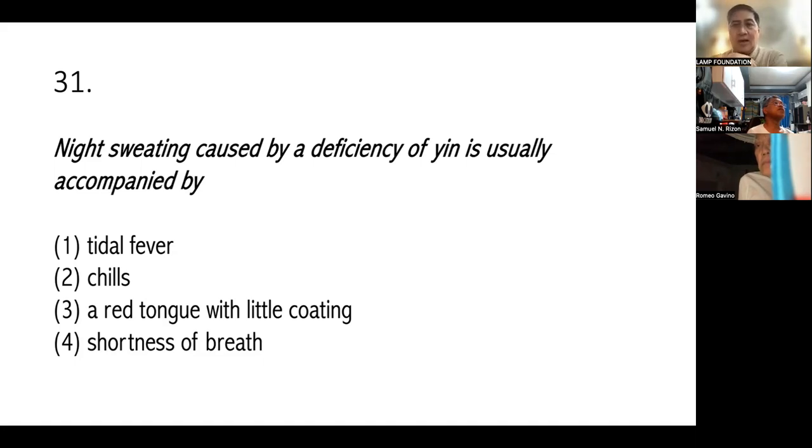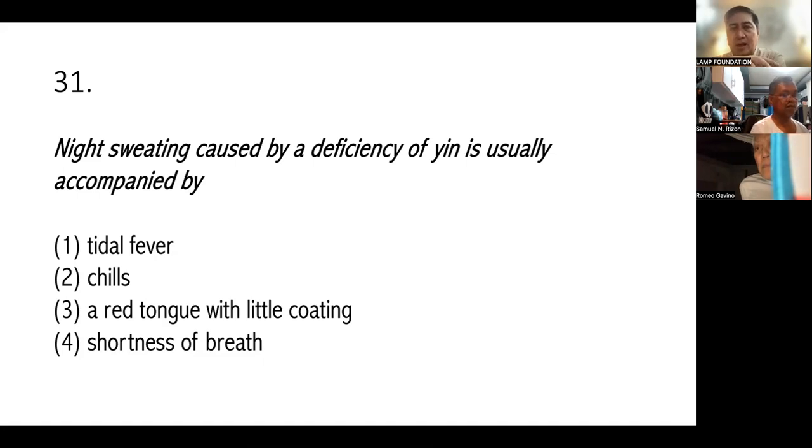Now, let's go to the tongue. Ano itsura ng tongue pag may wind heat invasion? Red po siya, Doc. Kasi red heat na po. Invasion pa siya, ha? Invasion pa siya. Red, tapos wala pa po siyang coating. Bakit bigla ka agad nawalan ng coating? Hindi, wag ka ma-confuse. We're not talking about yin deficiency, we're talking about wind heat invasion.